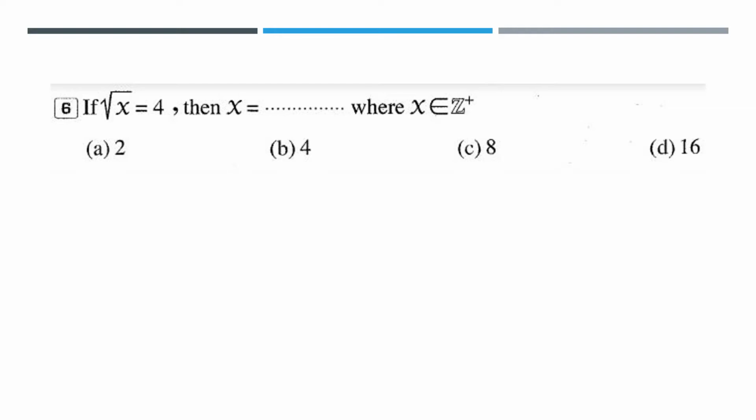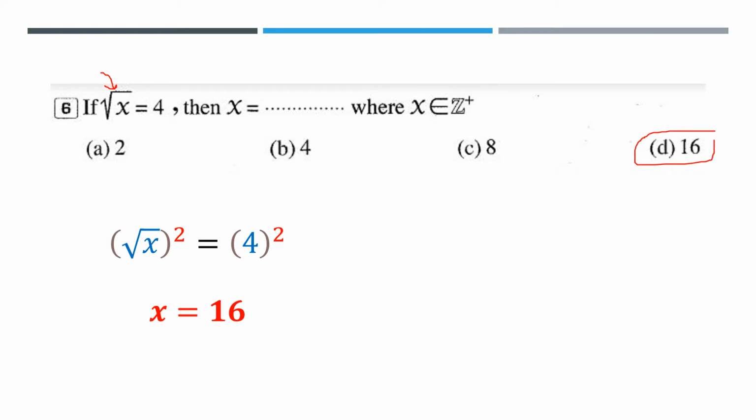Question 6. If root x equals 4, then x equals what? عندي هنا square root, يبقى على طول هقول له open bracket root x close bracket power 2 equals 4 power 2. يبقى عندي left hand side يبقى x و right hand side يبقى 16. يبقى الانسر بتاعتي في النهاية choice D.